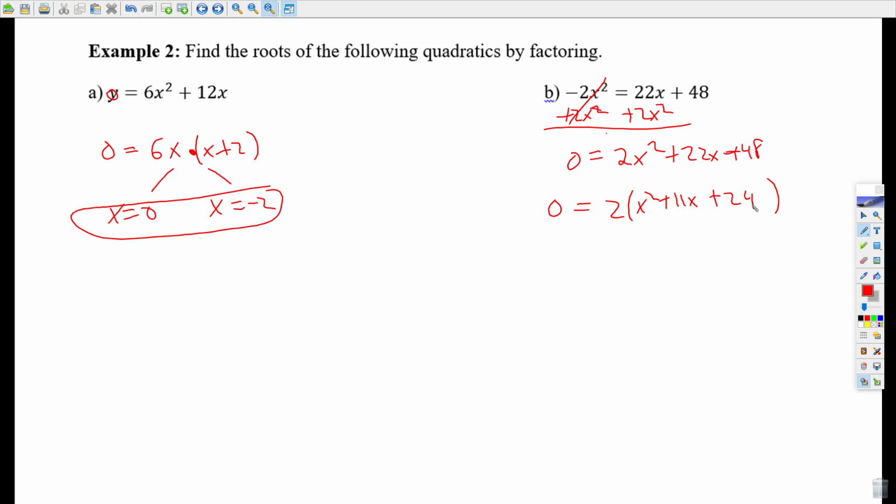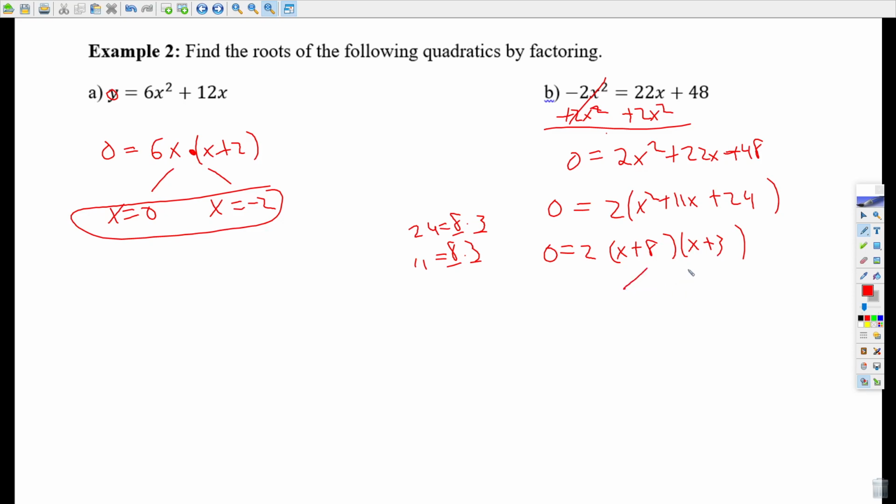And then we can factor this, multiply to 24, add to 11. Another shortcut method, 24, 11. Looks like that's going to be, we have 6 and 4. Nope. We have 8 and 3. That should work. Both positive. So x plus 8, x plus 3.